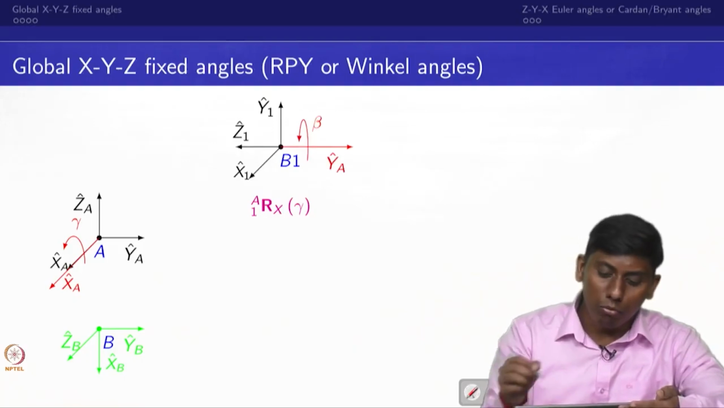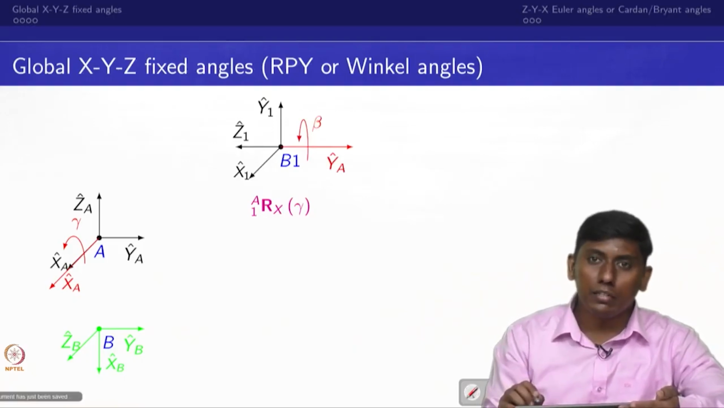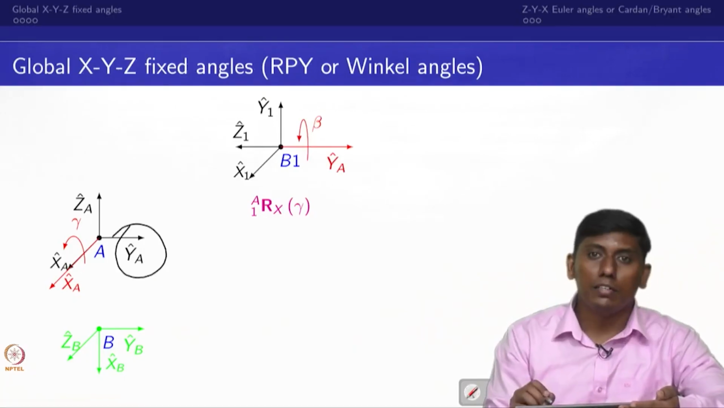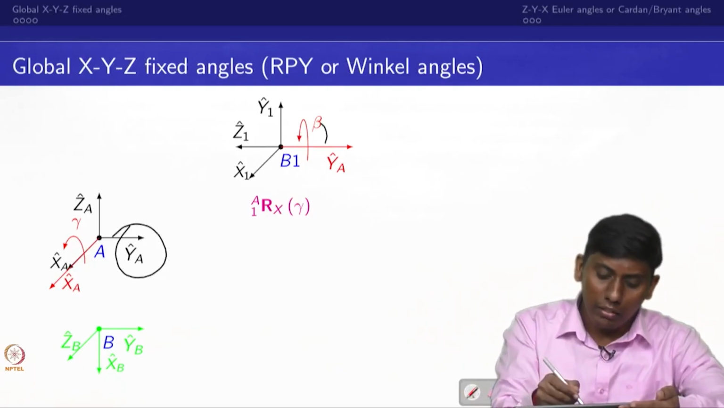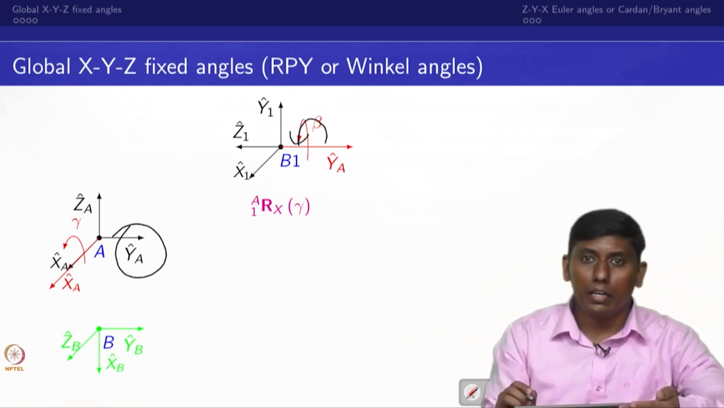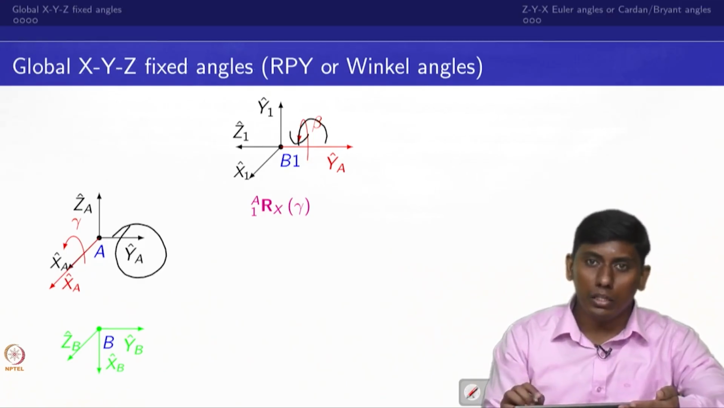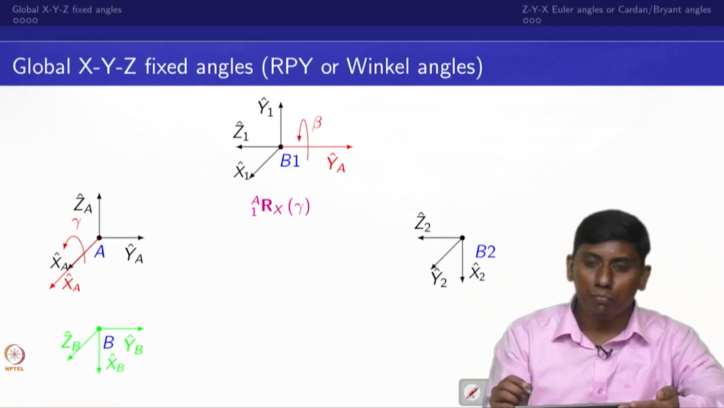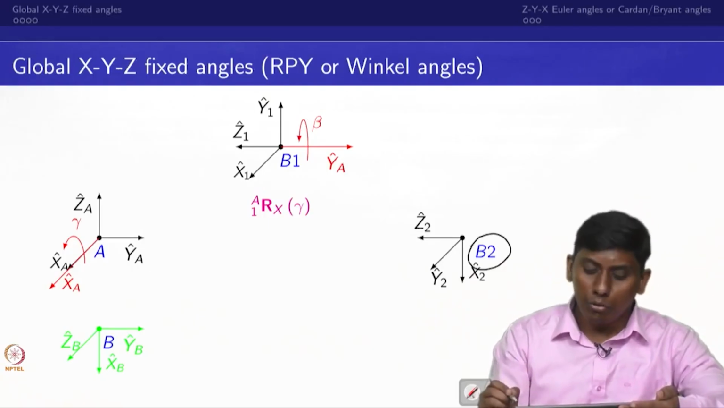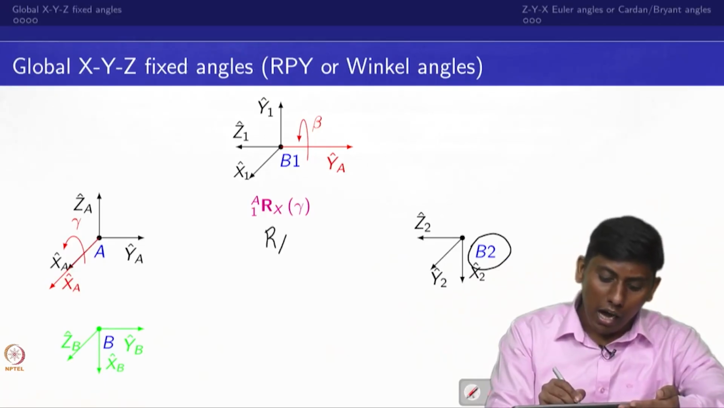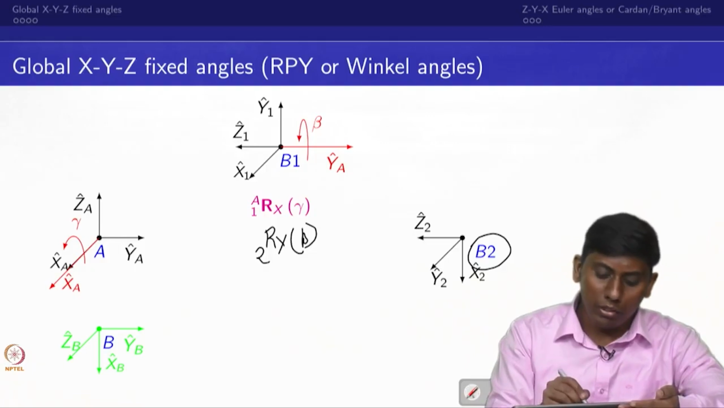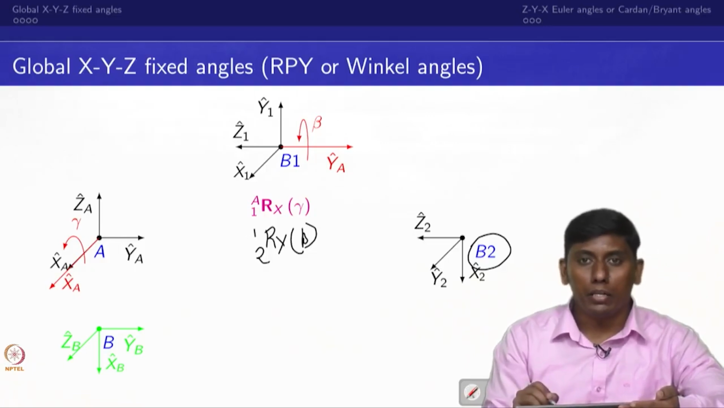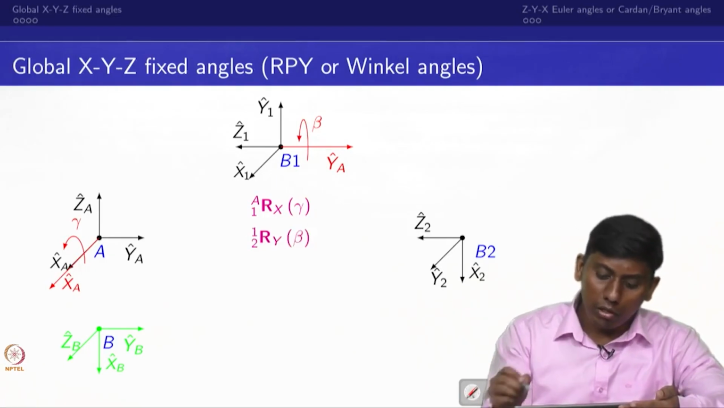Now we will go to the next one. I am rotating this with respect to the fixed axis ya, by a beta angle. For simplicity I have taken beta as 90. So I will get a new frame called B2. Now you can see that I will get Ry(beta), which is the rotation matrix of B2 with respect to B1. So this is the second one, and that is what we did.